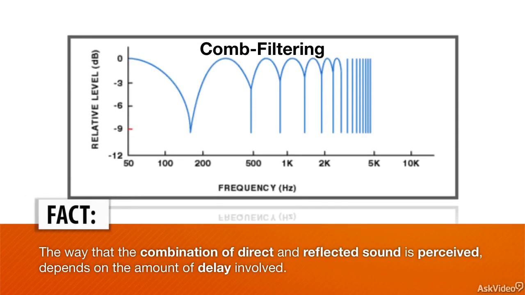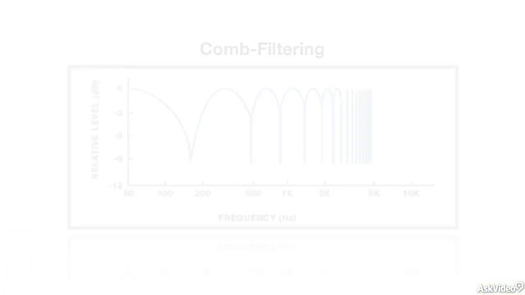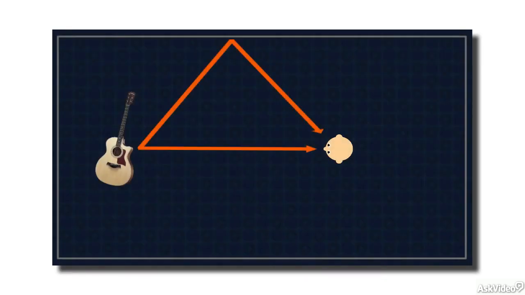When direct and reflected waves combine like this, the way we perceive the combination depends on the amount of delay involved. A rule of psychoacoustics, called the Haas effect, describes our perceptions. If the delayed sound arrives less than 30 to 50 milliseconds or so after the direct sound, then our brains fuse the two together, hearing them as one sound, with its tone altered by the comb filtering effects of phase interference, which I just described. This shorter delay range is called the fusion zone.